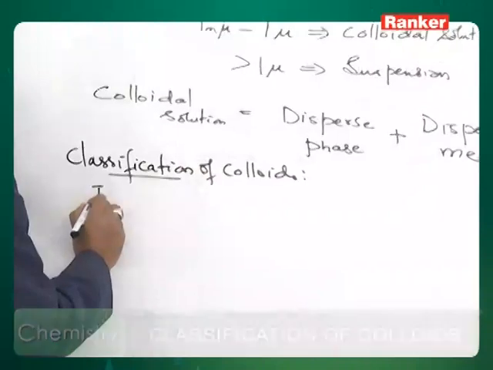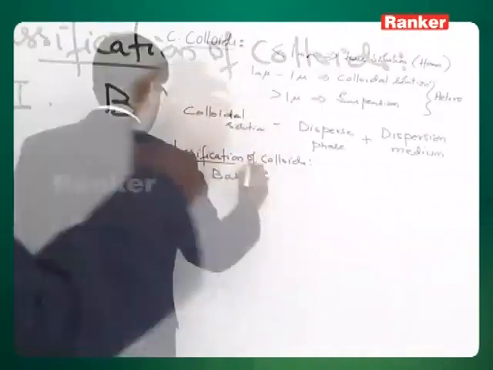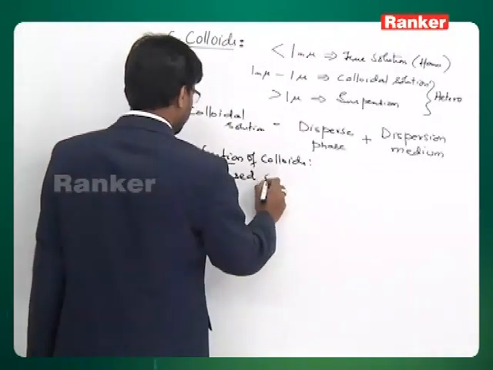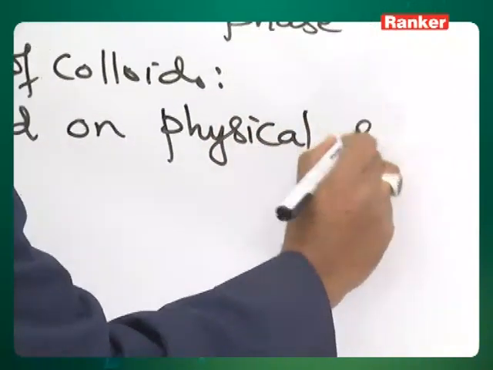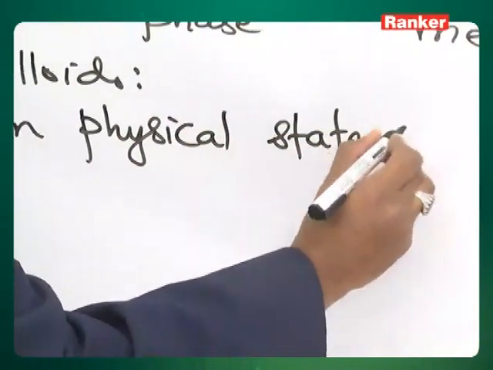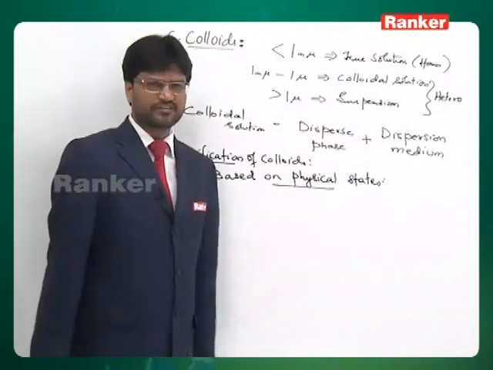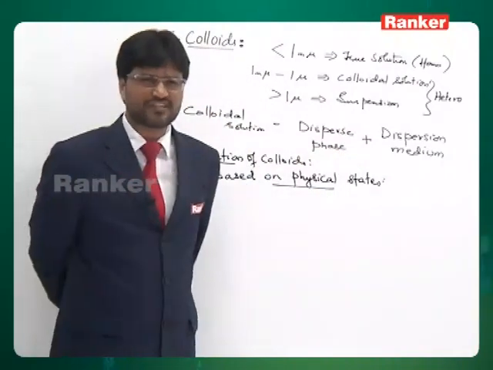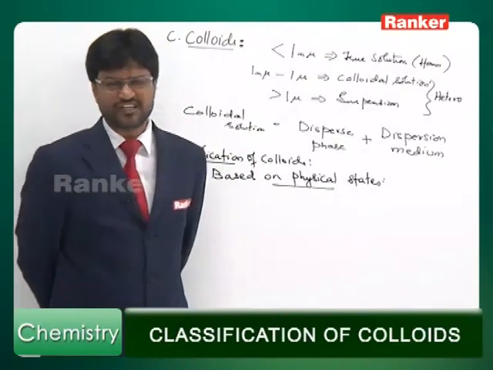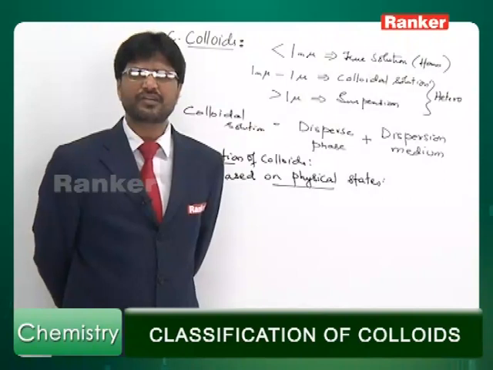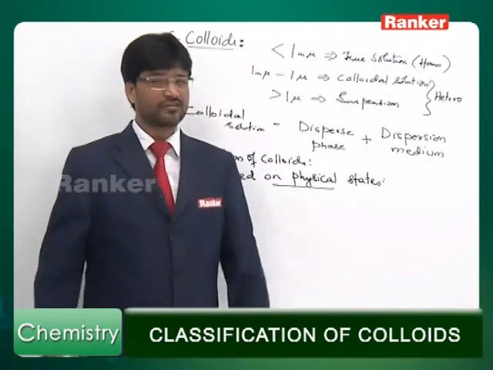Number one, classification based on physical states of disperse phase and dispersion medium. See, disperse phase may be a solid, liquid or gas. Dispersion medium also may be a solid, liquid or gas. Based on this, you can think of how many possibilities? You can think of 9 possibilities.